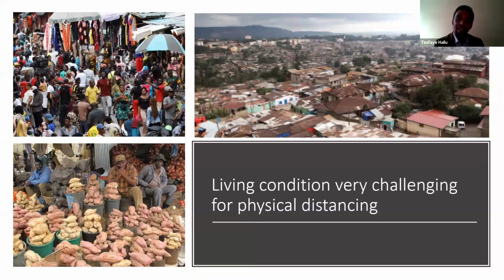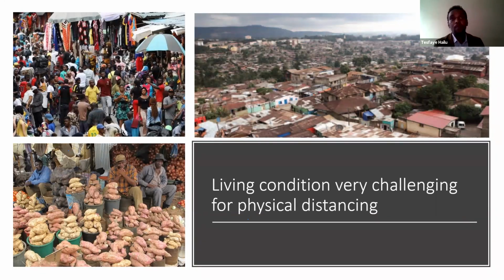And the other is the market. Most of the markets are quite large and open markets, and it is also very challenging for Africa to implement physical distancing. And the online marketing system is not as developed as we see it now in how countries are trying to cope with this recommendation.